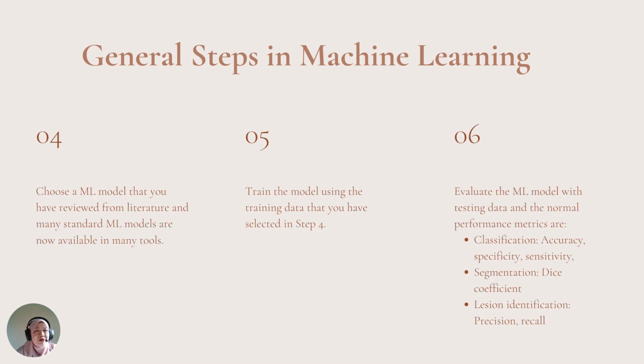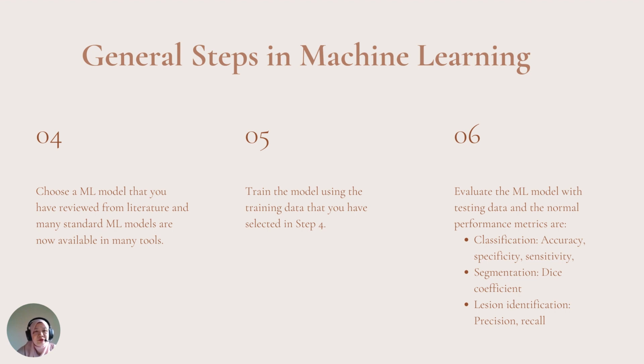Now, step number 4, you choose an ML model. As you know, there are many standard ML models now available online. It can be in Python, MATLAB, Scilab, or C++. So there are many variations. Normally, ML models based on one architecture are similar, even though they are implemented in different languages.